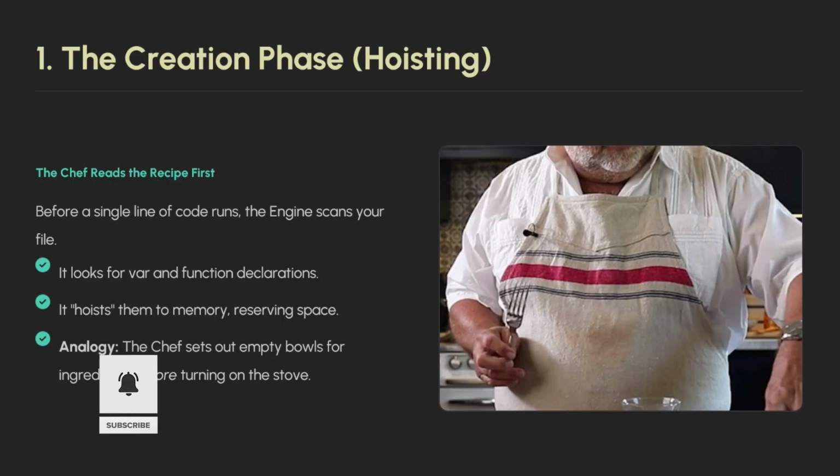It's like you need sugar and flour, and you set out empty bowls for them on the counter. You haven't put the ingredients in yet, but the space is reserved, right? This is why you can use a function at the top of your file, even if you write the code for it at the bottom. The chef already knows they exist because he read the recipe first.